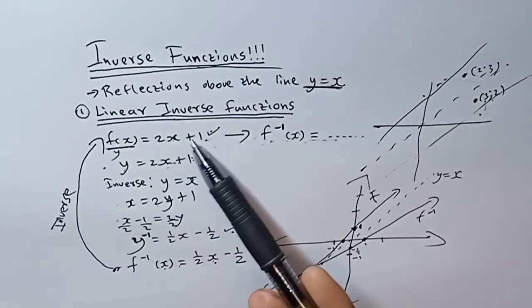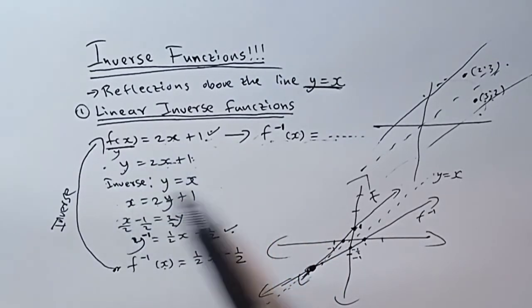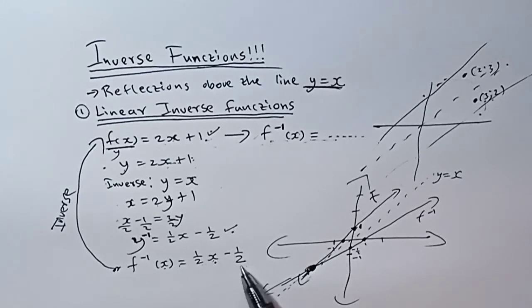You just swap the x. Remember, you swap the x with the y. Then you make y the subject of the formula. Then you have your function. Ta-da. Then you draw it the way you draw the original. Then you have your inverse for linear.